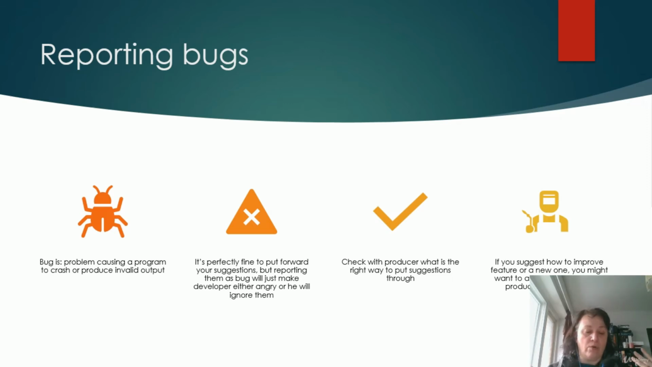Let's say, because you're testing a lot and you represent the player, there are certain things in the game that you don't like, or you see how they could be done more efficiently. Put them forward as a suggestion, or talk to the producer and say, hey, I noticed this and I think it can be done better. Where can I put my suggestions forward? But don't report it as a bug, because nobody's going to like it.